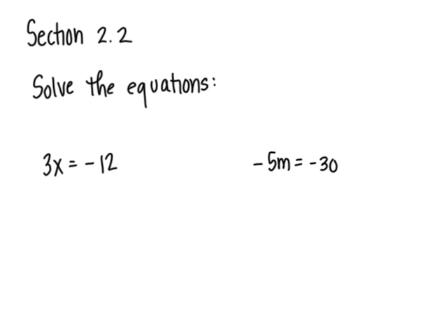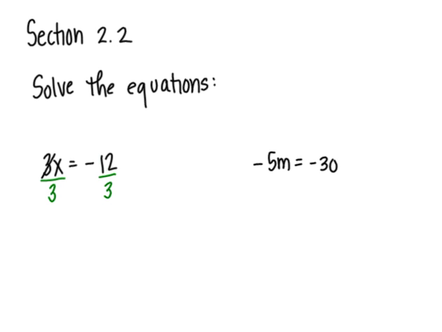Our first equation is 3x equals negative 12. 3x equals negative 12 actually means 3 times x equals negative 12. To undo times, the opposite operation is to divide. So we will divide both sides by 3. What you do to one side, you have to do to the other.